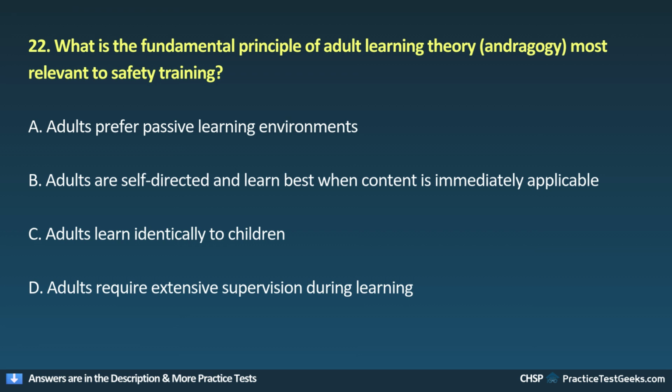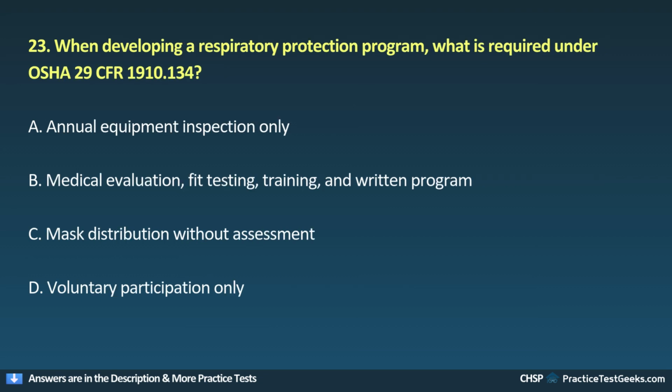C. Adults learn identically to children. D. Adults require extensive supervision during learning. 23. When developing a respiratory protection program, what is required under OSHA 29 CFR 1910.134? A. Annual equipment inspection only. B. Medical evaluation, fit testing training, and written program.